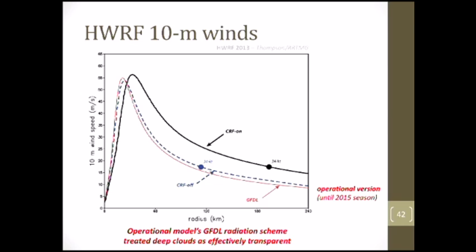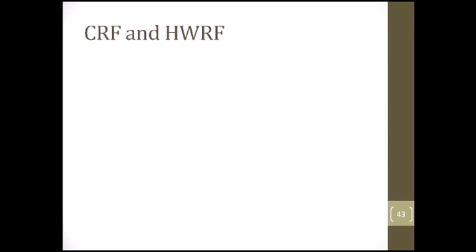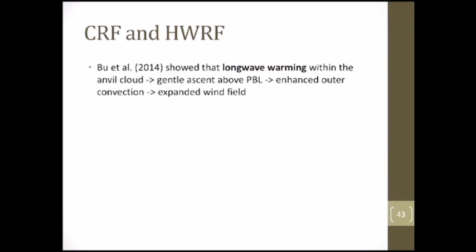Okay? So let me recap here cloud-radiative forcing in HWRF. In our 2014 paper, we demonstrated that it was long-wave warming within the Anvil cloud that caused gentle ascent, primarily in the middle troposphere above the PBL, that enhanced outer convection and expanded the wind field. We also showed in that last experiment it was a positive feedback. Okay, so it actually actively determined how wide the storm can get.